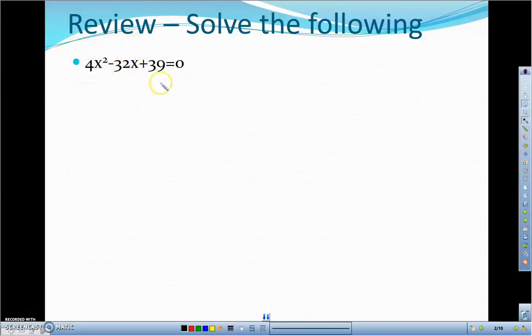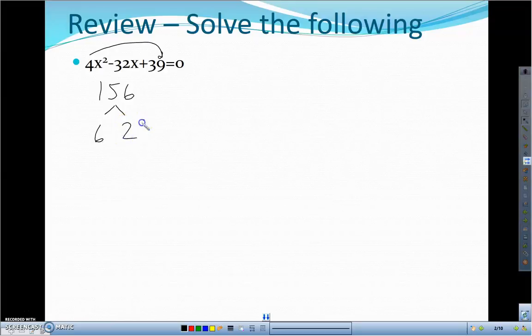To solve this, we can solve it using factoring. There is no common factor, but we can take the 4 times the 39. 4 times 39 is going to be 156. I encourage you to pause the video, by the way, at this point to try and test your skills. The numbers that we're going to be looking for are 3, 4, 6, 6, and 26.